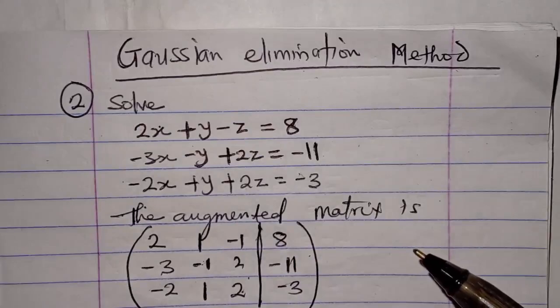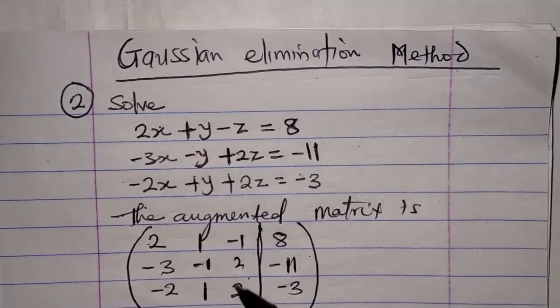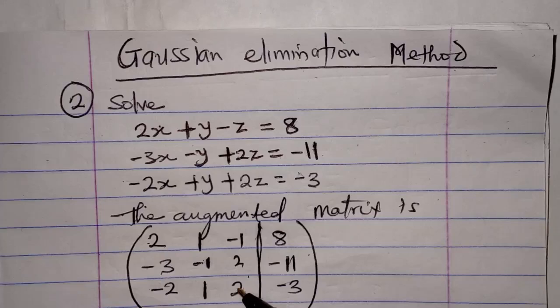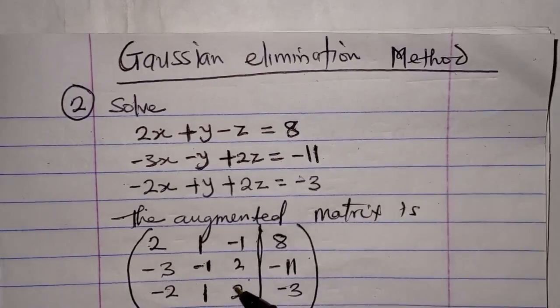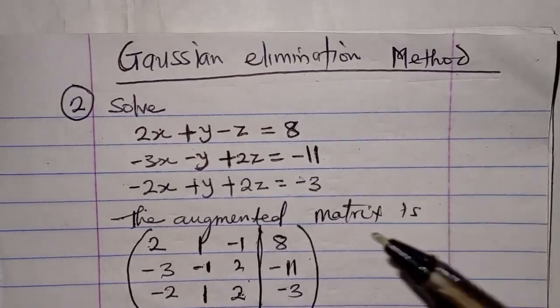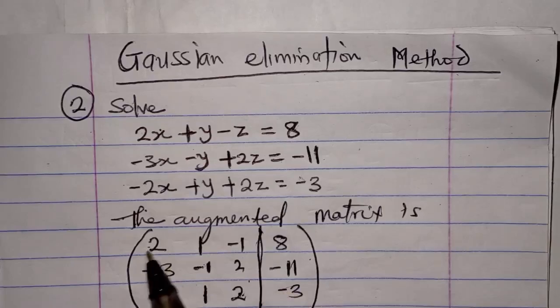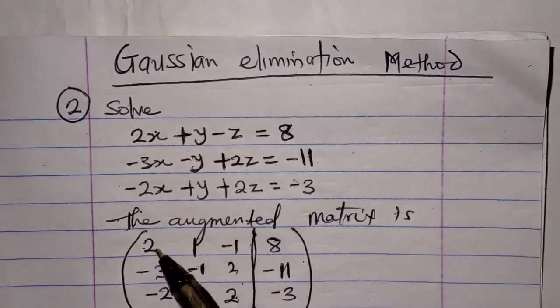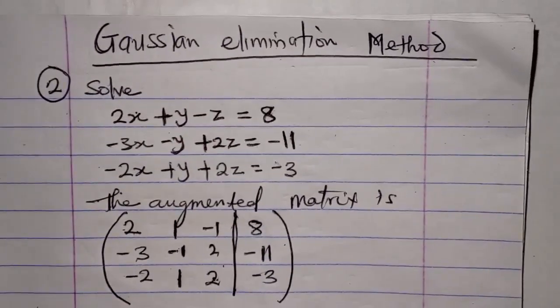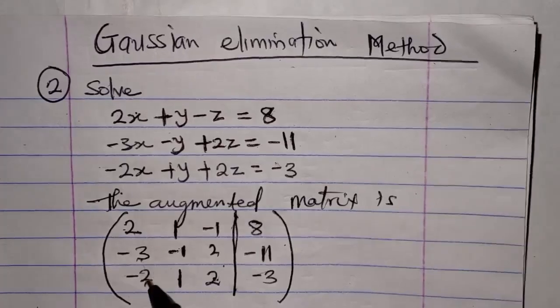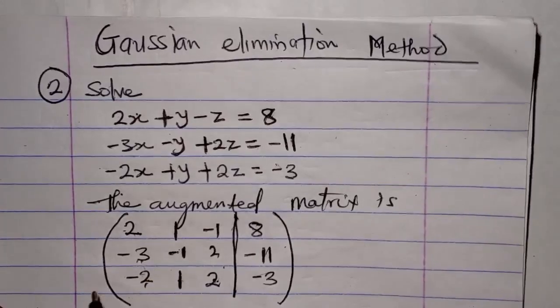What we are going to do now is to make all these numbers on the principal diagonal to be 1 and all numbers below the principal diagonal 0. Here we have 2. I can easily make this 2 to be 1. That's not a problem. Let me focus on the other numbers to make them 0. Minus 3, minus 2, and 1.